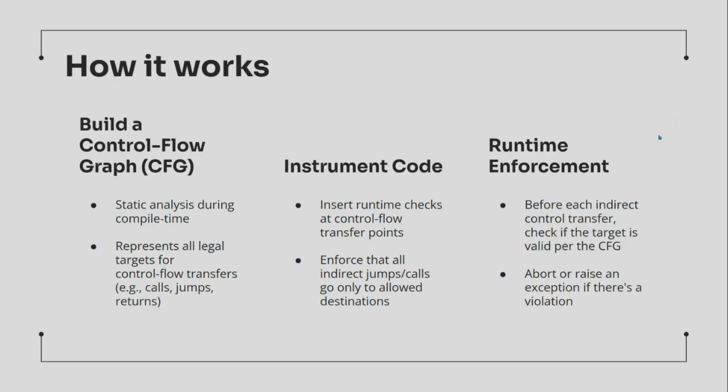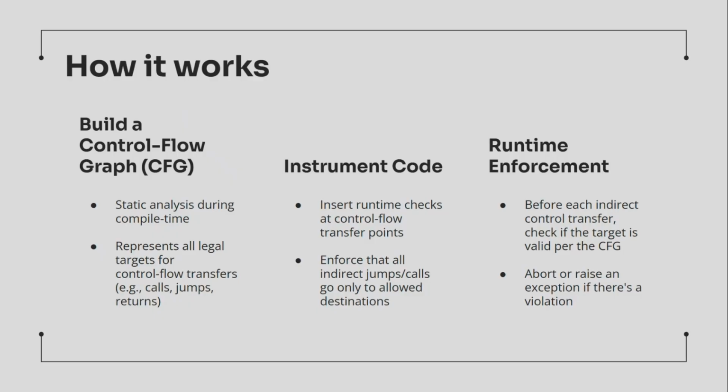So how does it actually work? There are three main steps in the process. First, building a control flow graph. Here, during compilation, static analysis is used to map out all of the transfers that the program is allowed to execute, such as calls, jumps, and returns.